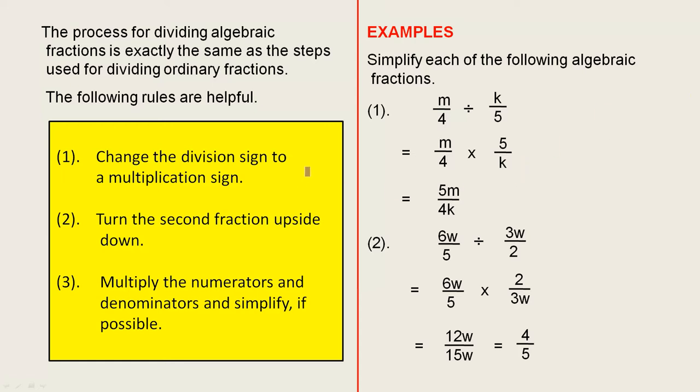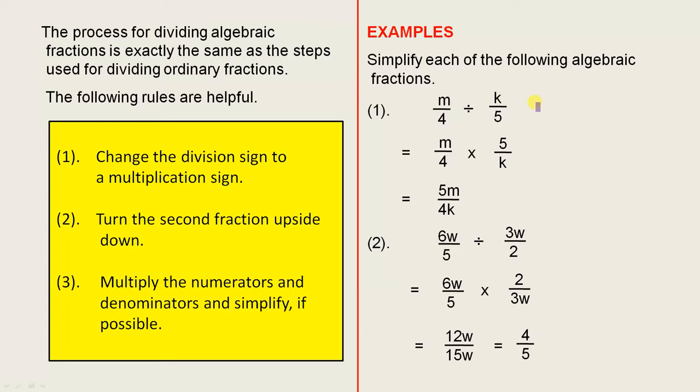Number 1. Change the division sign to a multiplication sign. Number 2, turn the second fraction upside down. And number 3, multiply the numerators and denominators and simplify if possible. So let's see how this actually works.